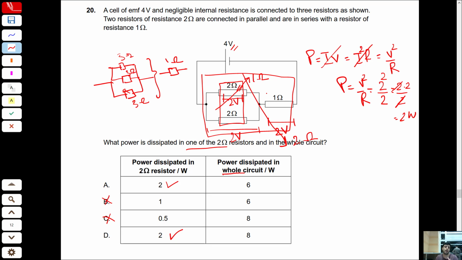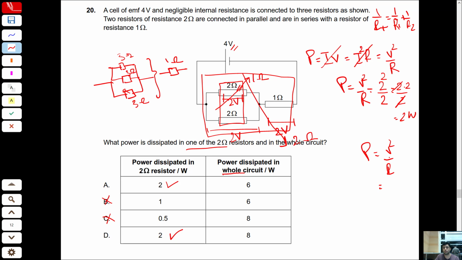In series we add up the resistances, whereas in parallel we divide, or we use the fraction formula: 1 over R total equals 1 over R1 plus 1 over R2. We use this fractional formula if the resistors are not the same. But if the resistors connected in parallel are the same, we can just divide by the number of resistors in parallel. So 2 and 2 in parallel gives us 1 ohm, and then 1 and 1 in series gives us 1 plus 1, 2 ohm. So the overall resistance is 2. So we can again use this equation.